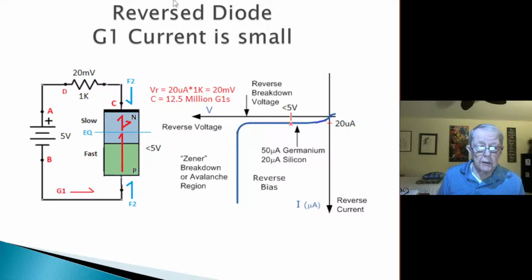So you can calculate what the voltage drop is based on this 20 microamps, but you can also calculate how many million G1s there are. In this case, you take the 20 microamps divided by 1.6 times 10 to the minus 11th, and there has to be 12.5 million G1 particles going around here.